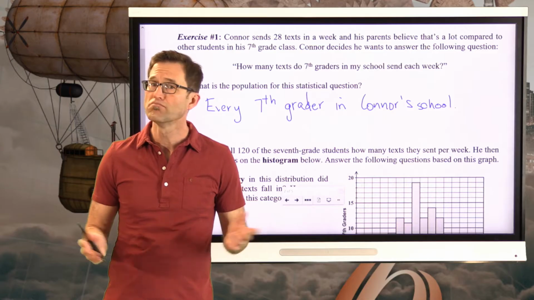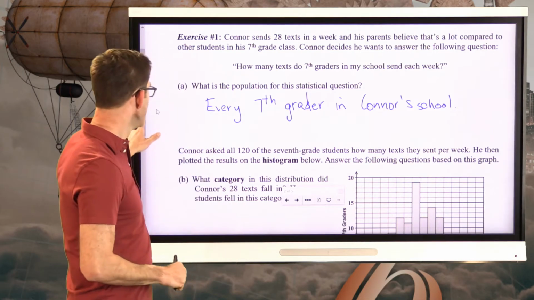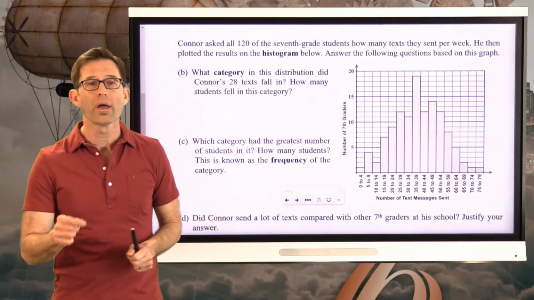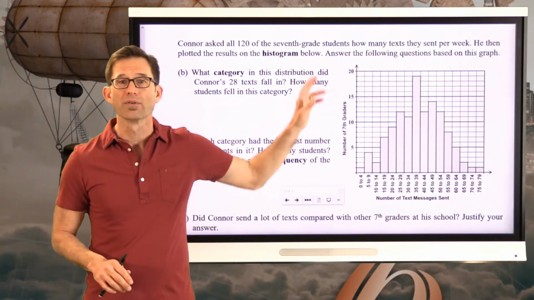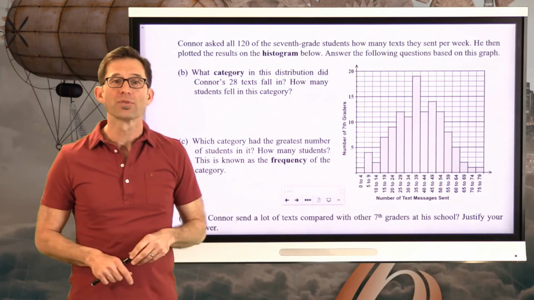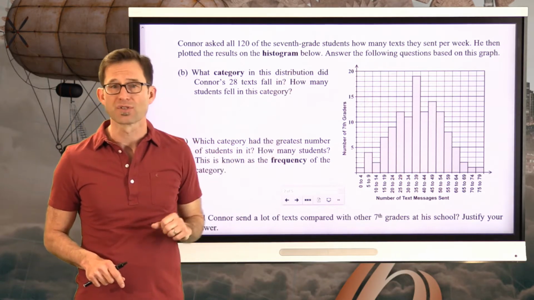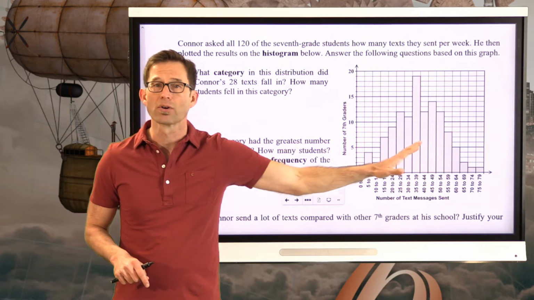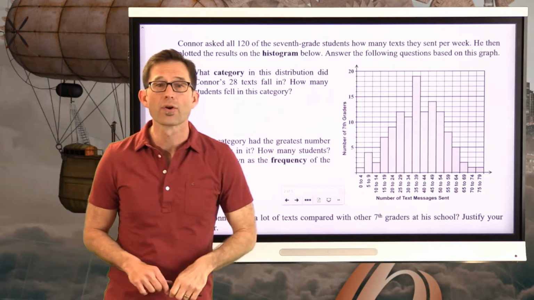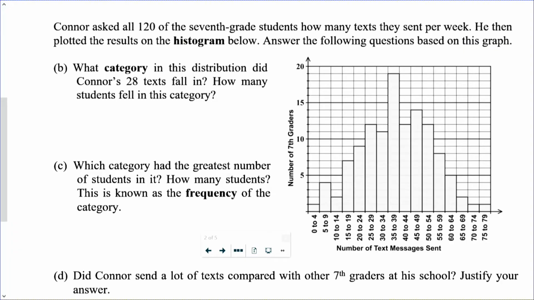That's it. Now, Connor ends up asking all 120 of the 7th graders how many texts they sent per week. He then plotted the results in a histogram. You've seen histograms before. Sometimes they're known as bar charts. Answer the following questions based on this graph. Letter B. What category in this distribution did Connor's 28 texts fall in? How many students fell in this category?